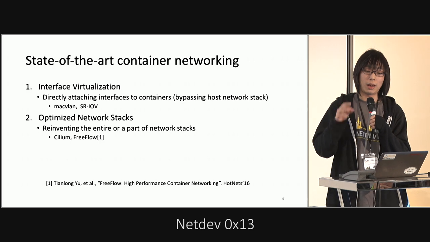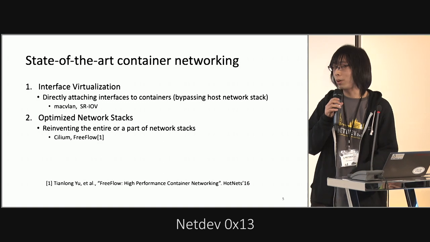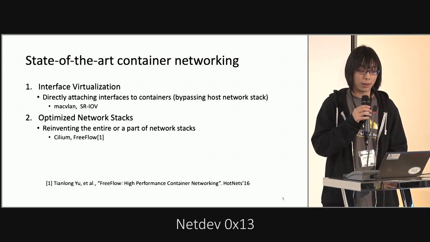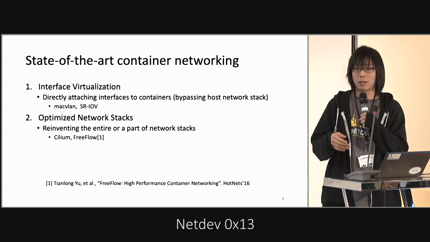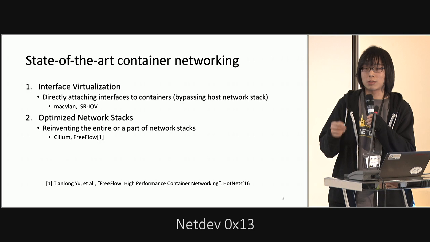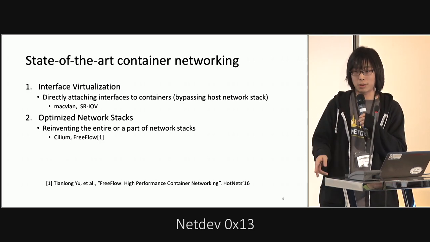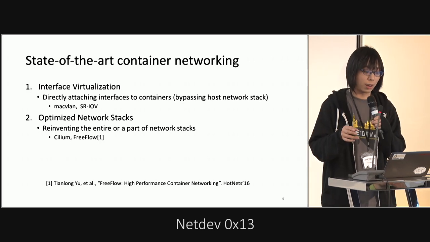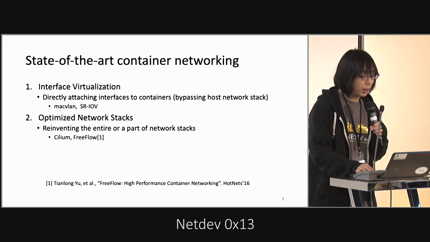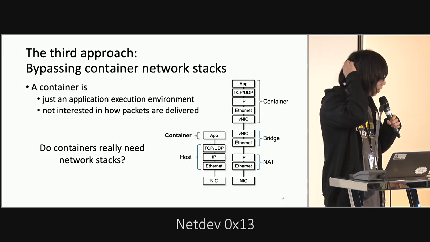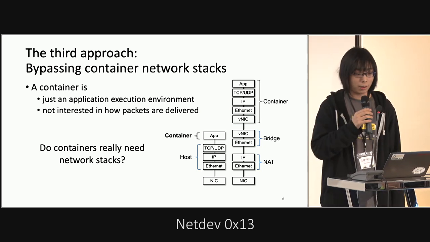So maybe that complicates the outer network management. The optimized network stack approach is a feasible way, I think, but it also has a disadvantage, because in the optimized network stack approach the long data path does not disappear. That means there are two network stacks, for the containers and the host, so there is the same overhead from the architectural view. So in this study, we advocate the third approach, bypassing the container network stacks.